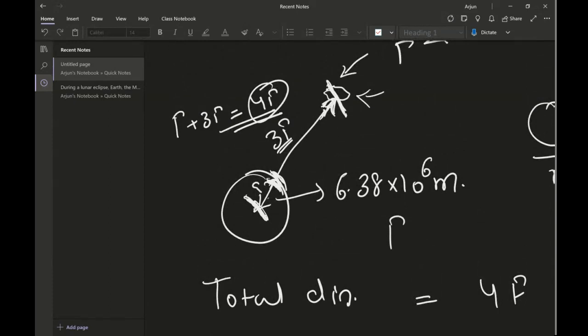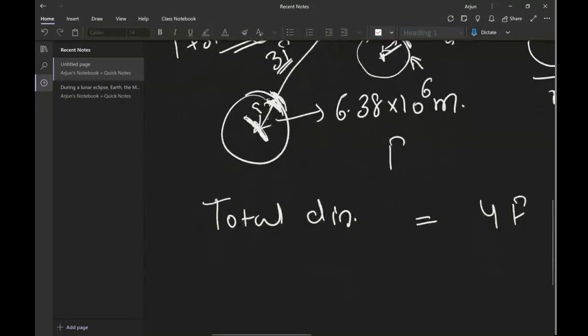Now you can also argue why we haven't taken the center of the satellite, because the satellite is a very small entity compared to the Earth. So the distance of the Earth's surface from its center is far more compared to the distance of the satellite center from the satellite surface. We can neglect that distance, but we cannot neglect the distance of the Earth center from its surface.